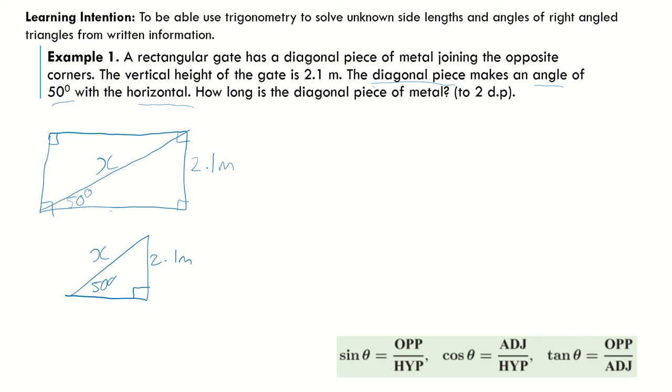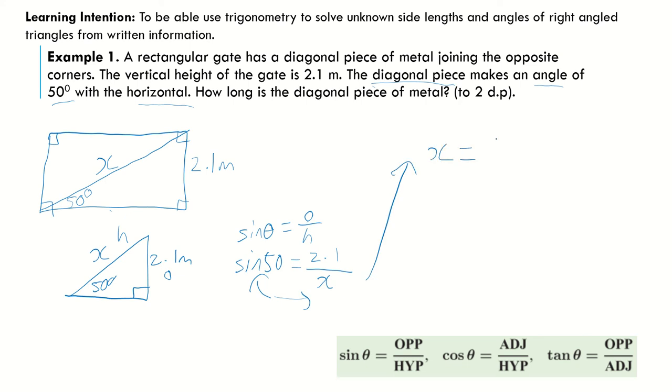First thing we do is label our sides. For 50 degrees, this is opposite, and this is the hypotenuse. We then use our trig ratios. Opposite and hypotenuse is sine, so we'll write out sine theta equals opposite over hypotenuse. Then we'll substitute in what we've got. Sine 50 equals our opposite side, which is 2.1, divided by our hypotenuse, which is x. Then we'll rearrange the equation. So x equals 2.1 divided by sine 50.